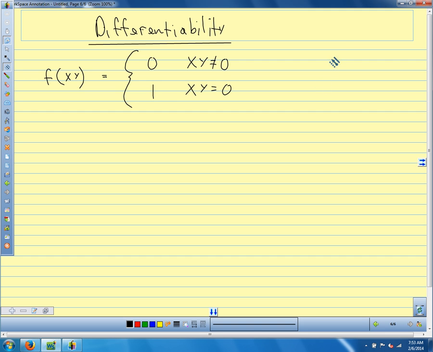First thing I want to do is make a little sketch over here. I'll get an idea of what this function looks like. And I'm going to put my axes over this way, like so. So there's my coordinate system, Z, Y, and X. So we're going to have a surface. Our Z value is 0 everywhere that xy is not equal to 0. Well, where in space is xy not equal to 0?